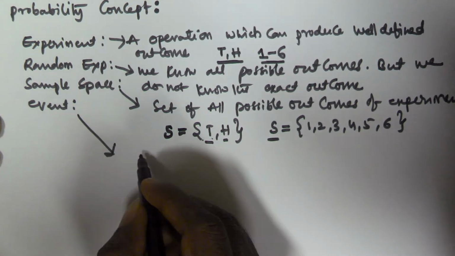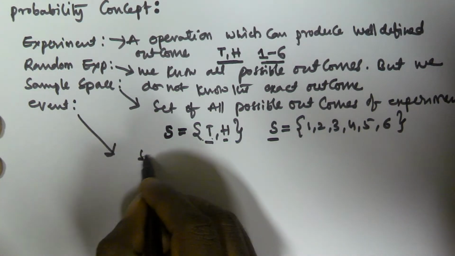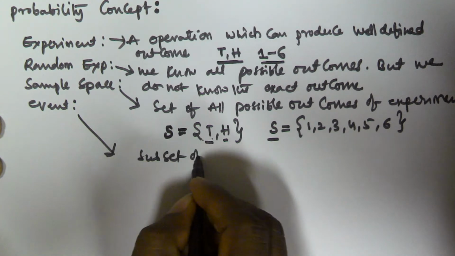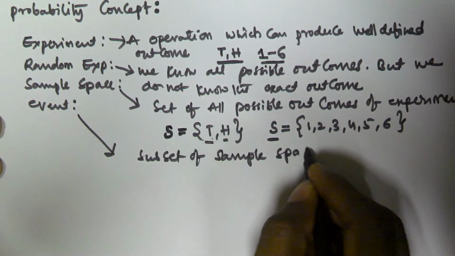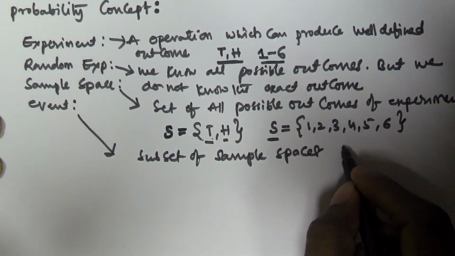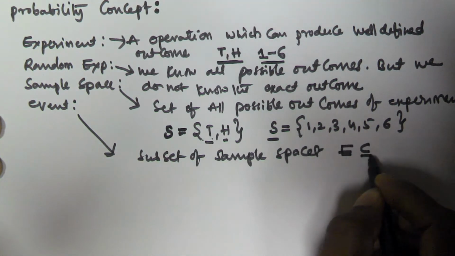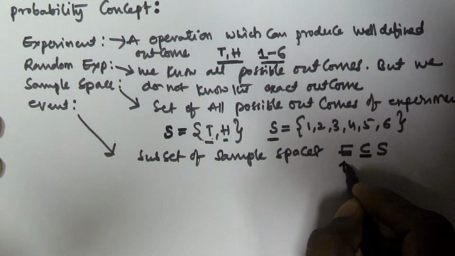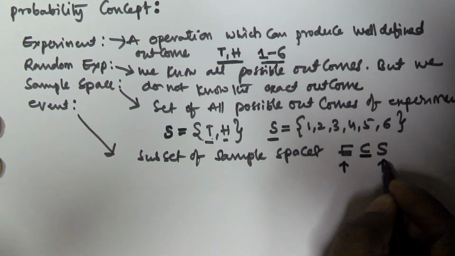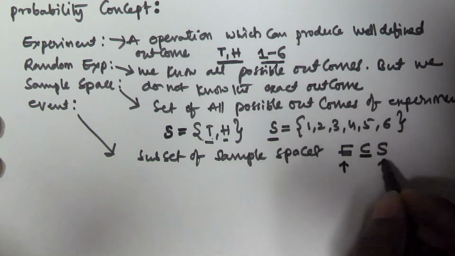An event is simply a subset of the sample space. If we denote an event with capital E, then it is a subset of S. A subset means that all the elements in E are available in S. So then it is called a subset.